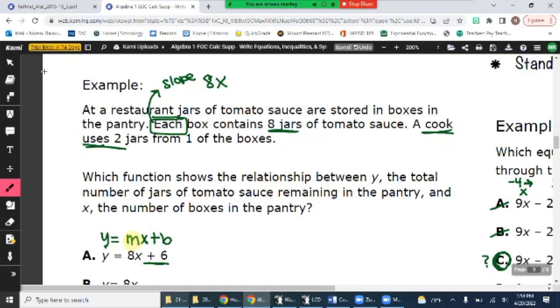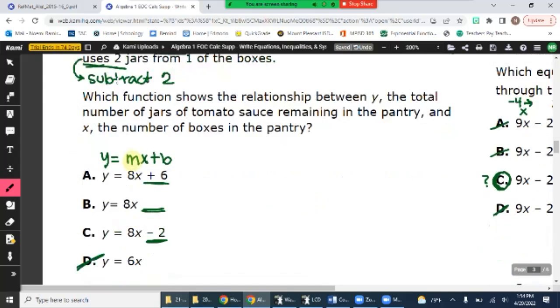So if he used 2 jars, does that mean he added 2 jars to the box, or did he subtract? Subtract. So does that -2 make sense? Yeah, it does make sense. So C would be the answer. Questions? All right, the inequality.